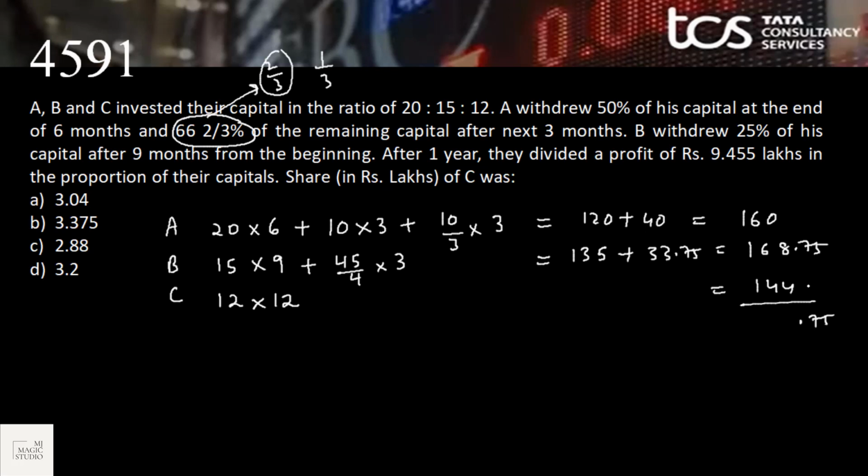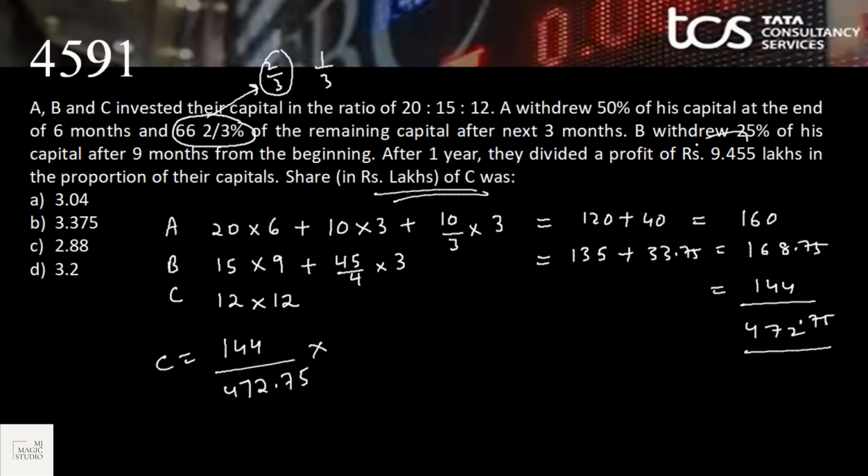Let's find the total of the parts, 472.75. Done. What is the share of C? C share is 144 by 472.75 into the total profit, that is 9.455 lakhs.